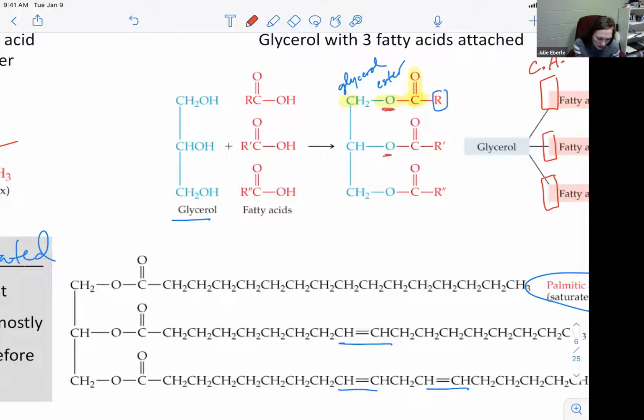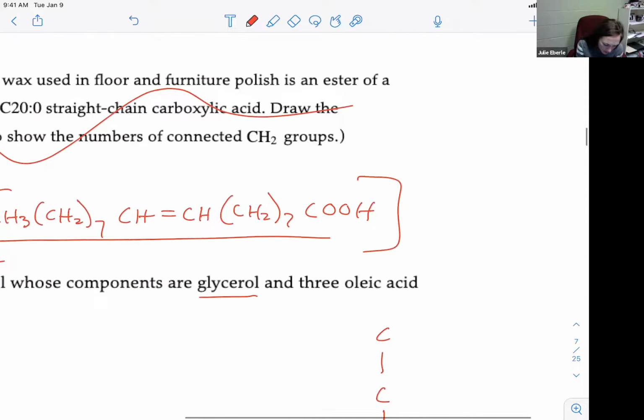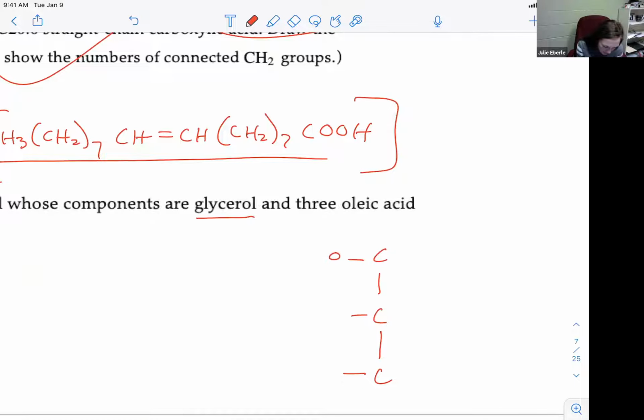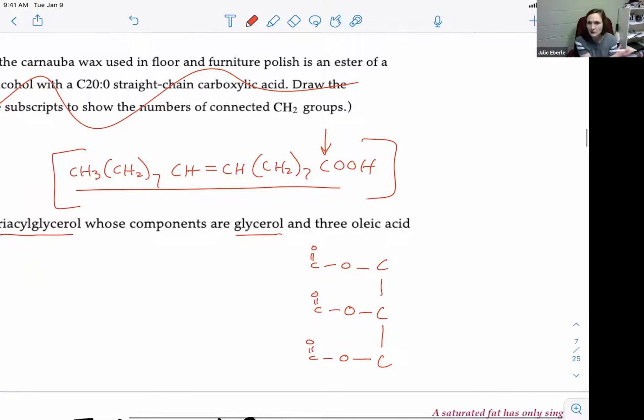But I want to connect glycerol. There's gonna be an oxygen, okay? And then I'm gonna put my carbonyl groups, and then I'm gonna draw the rest of oleic acid, okay? So I'm gonna draw the oxygen here, and then I'm gonna draw my carbonyl groups. Okay, now these carbonyl groups, that's that carbon right there. That's part of oleic acid. Now I need to draw the rest of oleic acid.